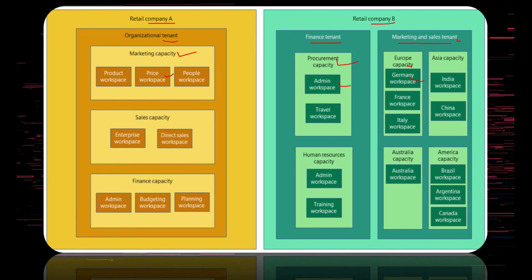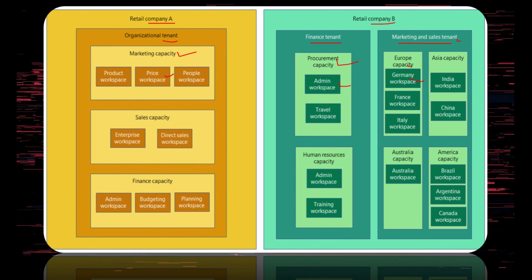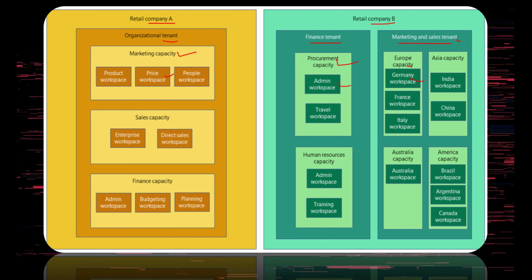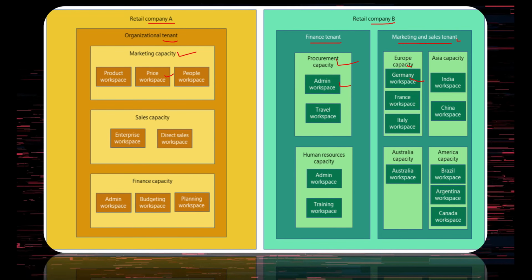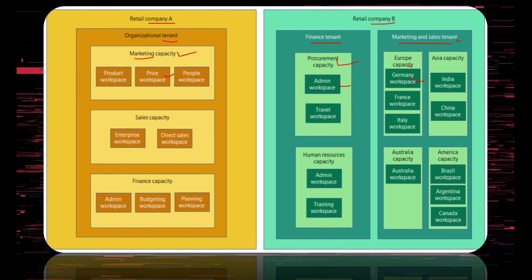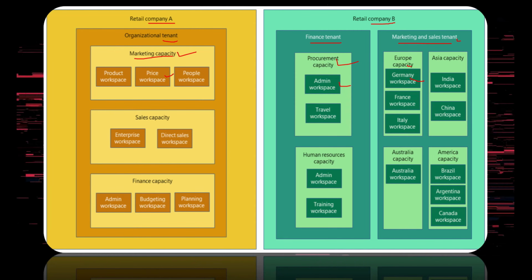And so here in organization A, or company A, as you can see, they have segregated the capacity, right? So after the tenant, the capacity comes. As we said, it might be a business unit, right?